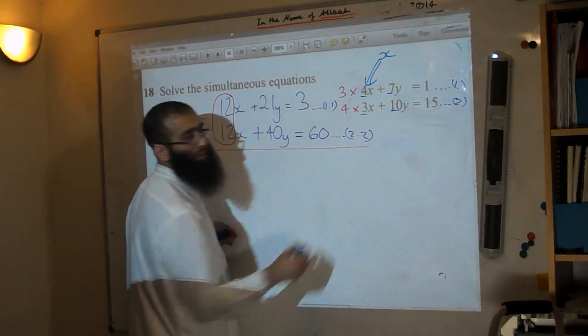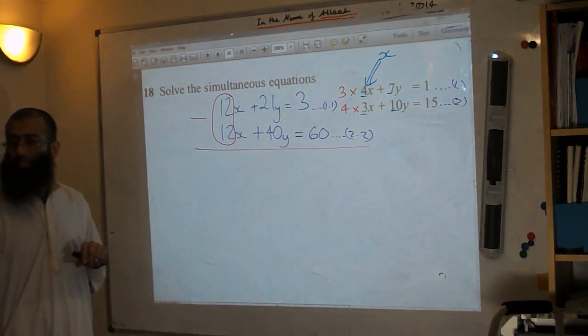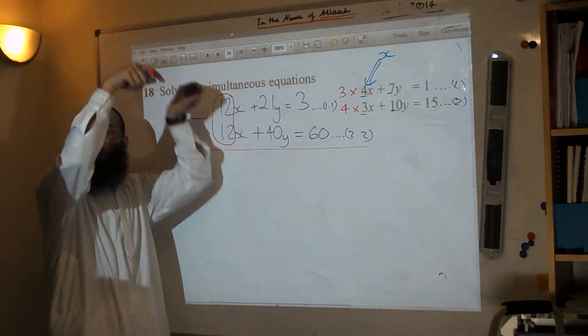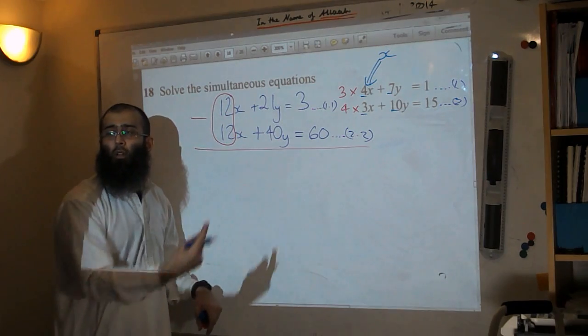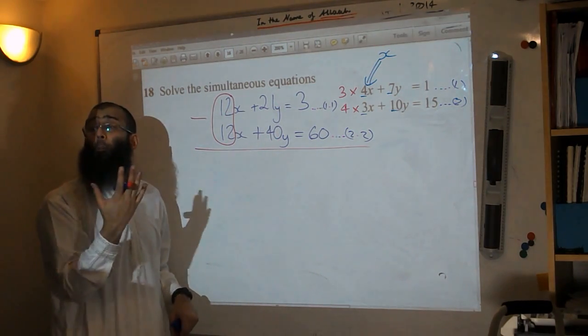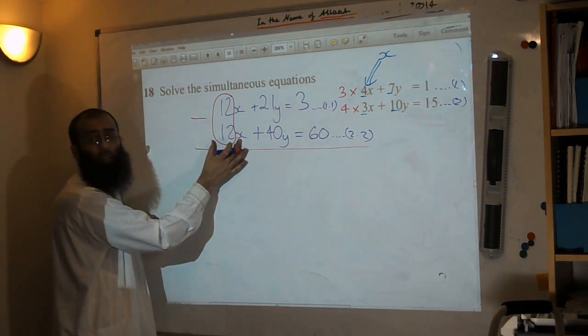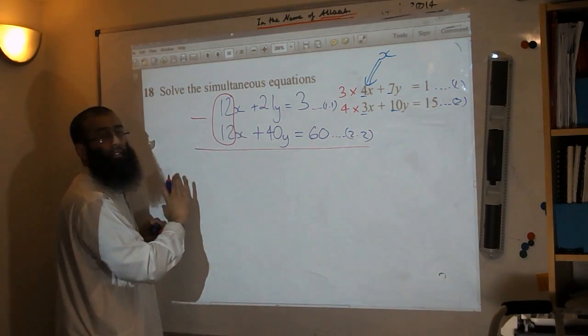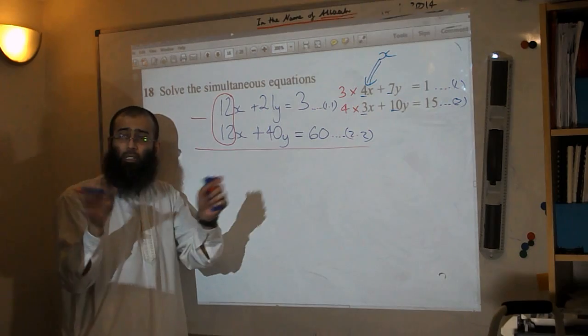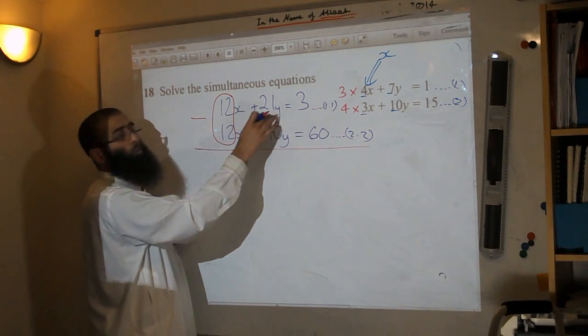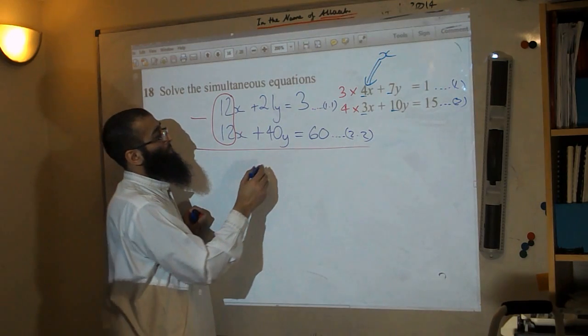As we said before in the previous videos, when we're doing simultaneous equations and taking one equation away from the other, we don't always have to go down, we can also go up. But if you go up, you must go up in everything. You can't go up and down. So what I'm going to do now is 12x minus 12x, that gives us 0x, nothing. Gone, finished. We have plus 40y minus 21y, that will give us?